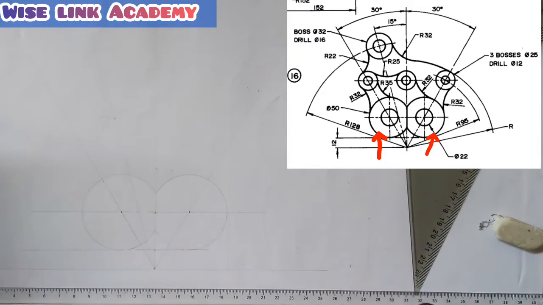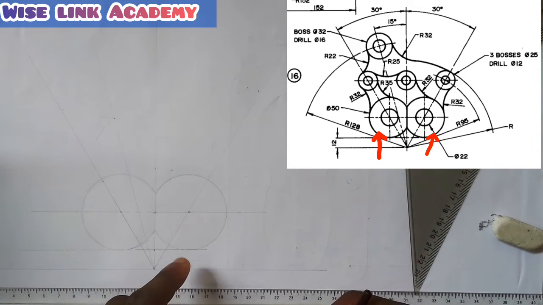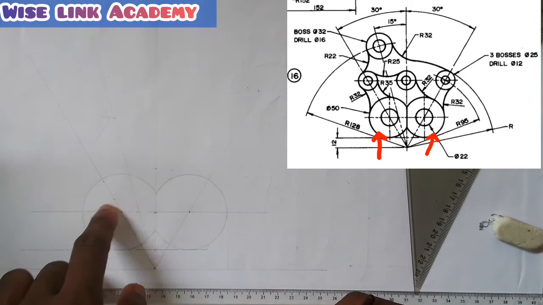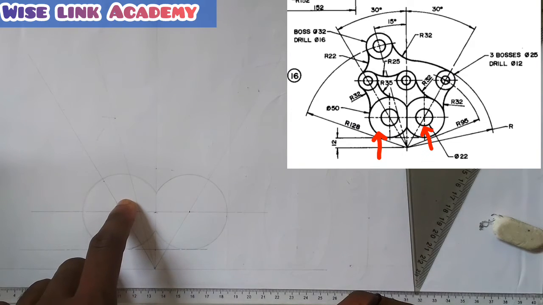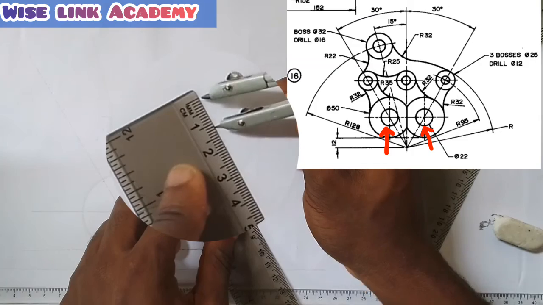So I have this after the connection. We have created another two circles. So what do you observe again? If you observe closely, there's a smaller circle inside it of what? Diameter of 22. So I measure what? 11. From here to here is 11.